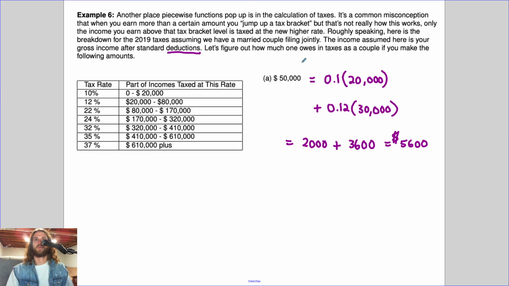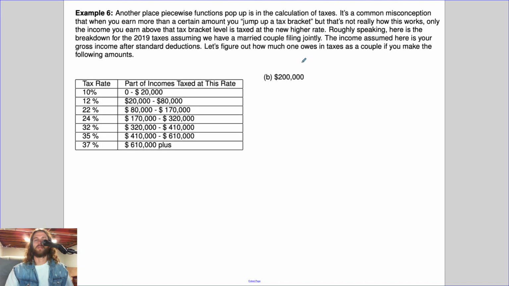Let's roll on to the next one. 200,000. Man, I wish I was this guy. Think about all the beans. Think about all the baked potatoes I could get. I'm going to do this one down here so I have more room.